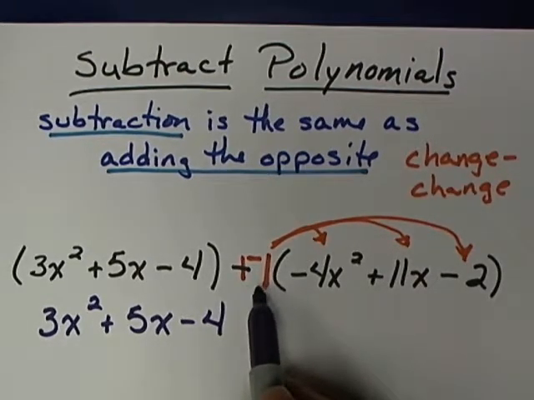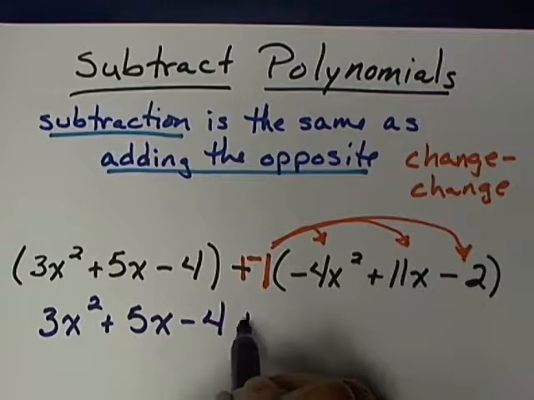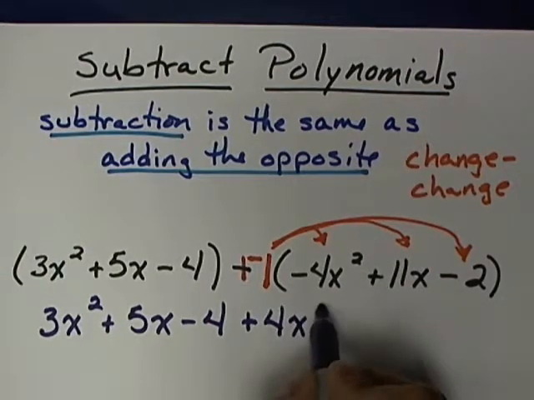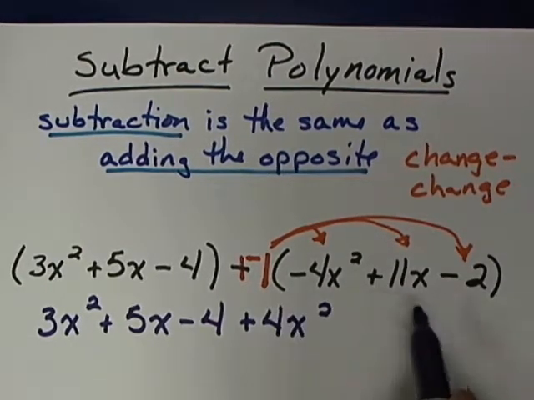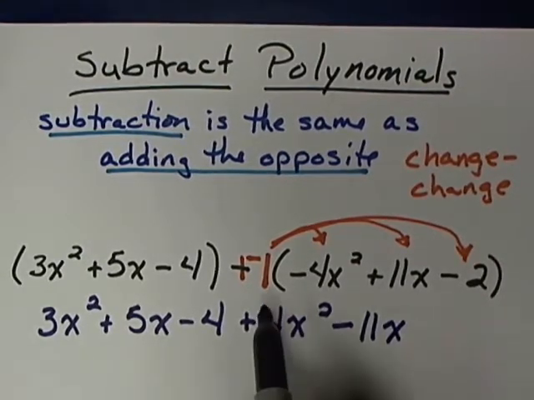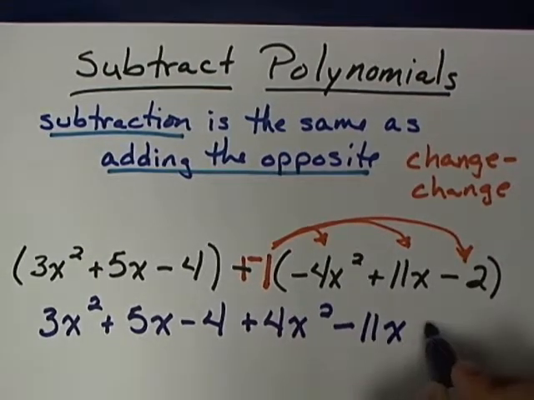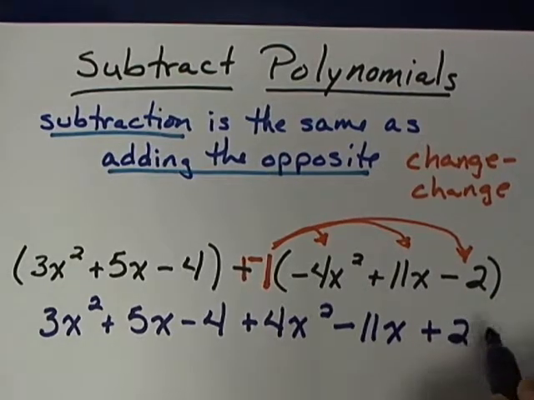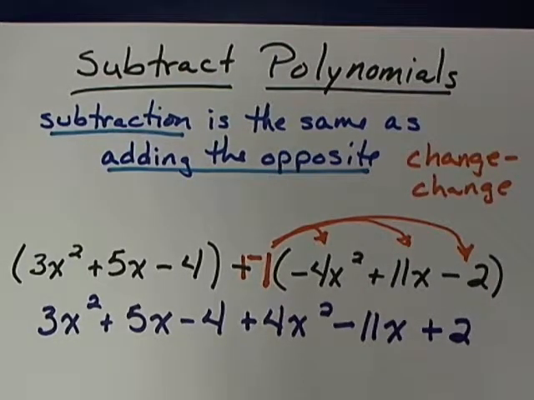But now we distribute. Negative times a negative makes it a positive 4x squared. Negative times a positive makes it a negative 11x. And a negative times a negative makes it a positive 2. Make sure you are multiplying, don't start adding things. Now, because it's all addition of terms, we don't need the parentheses. So now we can go through and we can combine our like terms.